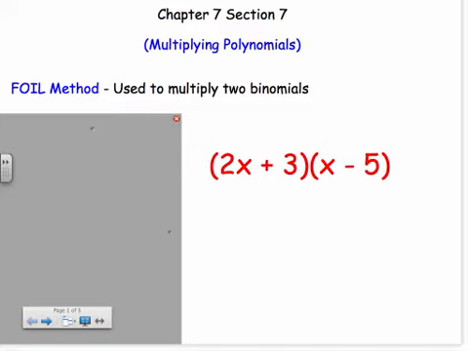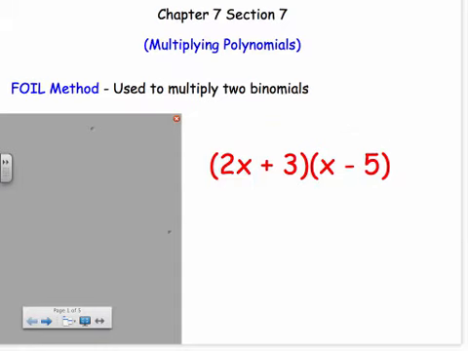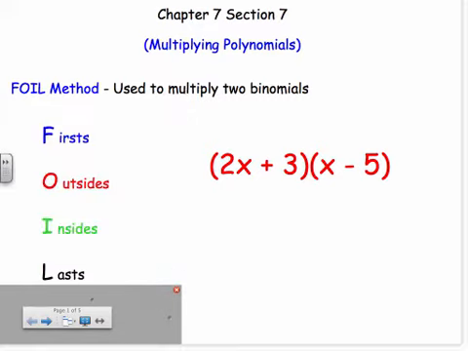If you notice, we've got two binomials, right? It's a polynomial with two terms. Here's one, here's the other, and the multiplication with the parentheses. So it's the product of two binomials. And what this FOIL method means is we are actually going to distribute one of the polynomials to the other one. FOIL stands for first, outsides, insides, and last. And what that means is we're really distributing the whole time here. So it's basically just the distributive method.